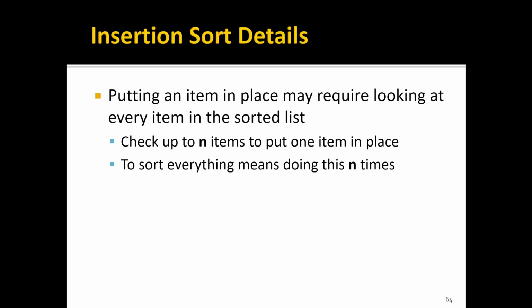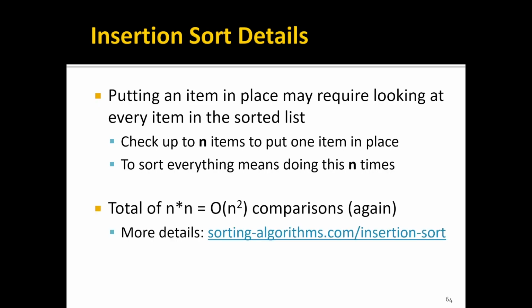Now, in practice, that's not going to happen because for the first one, for example, we didn't have to do any comparisons. For the second one, we just have to do one comparison. For the third, maximum of 2 comparisons, etc., etc. But maximum, we have to consider n total items for each item. So if we want to sort n items, and for each one of those we have to do an upper bound of n comparisons, we say again we have a total of n times n, or order n squared comparisons total. Again, it's not exactly n squared, but it's of that magnitude.